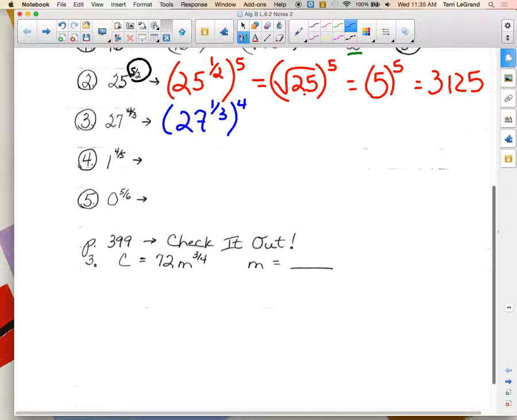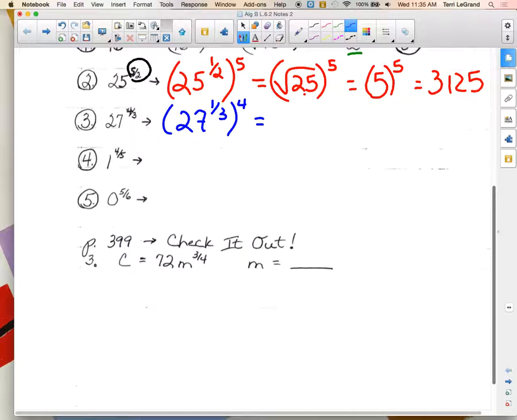Greater than or less than 1? Greater than. So going by our assumption we just made a little bit ago, should our final answer be greater than 27 or less than 27? Should be greater than, shouldn't it? Okay, let's check it out then.